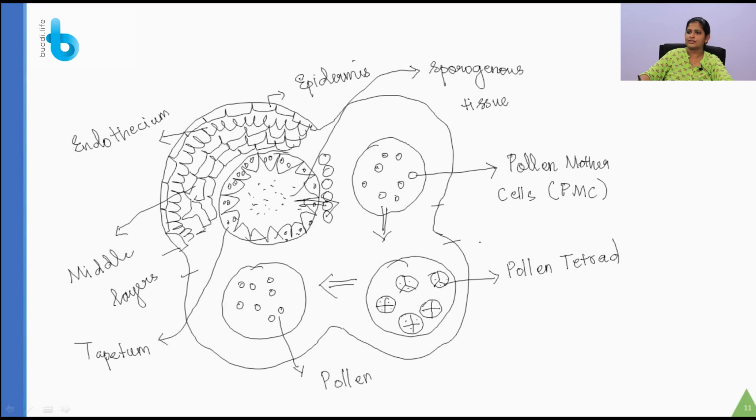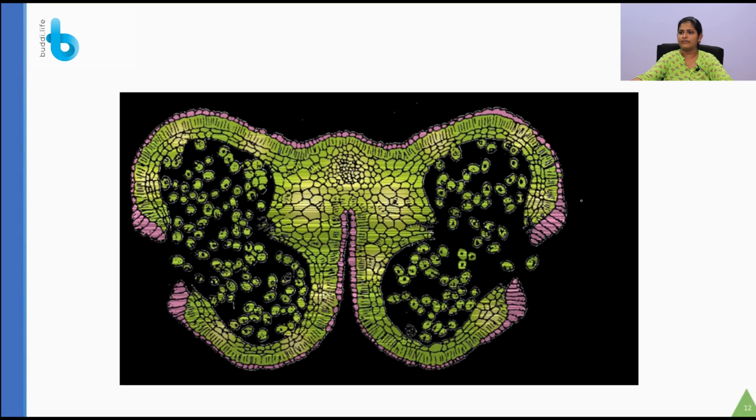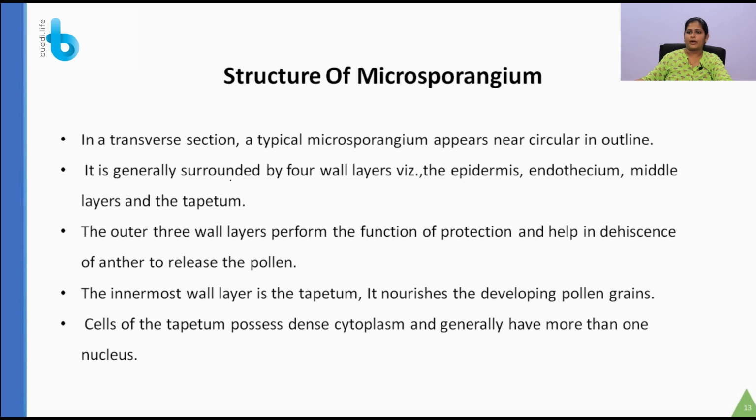Once the anther matures, what happens? These both are the points of dehiscence, right? They burst open and the pollen grains are released so that they can go and fertilize. You can see here, these are the points of dehiscence. From here the pollen grains are being released. So yes, that is the structure of a microsporangium.